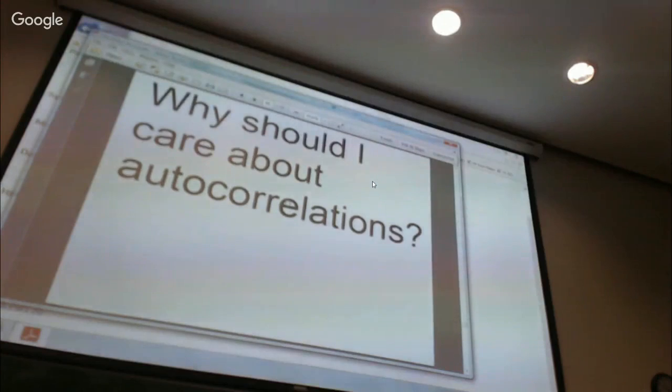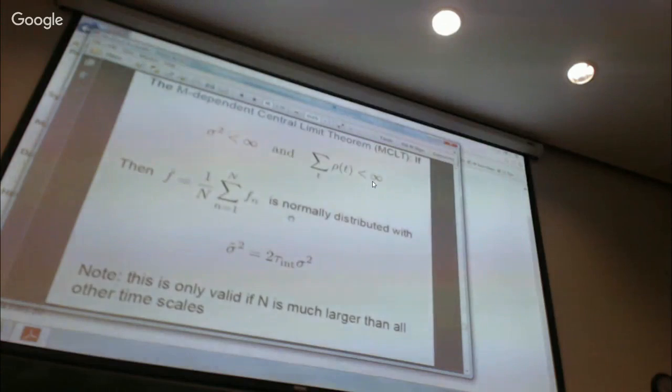Anyway, so why should I care about autocorrelations? Well, the answer is that they affect this thing that Andrei Markov set out to do, which was the M-dependent central limit theorem, to generalize the central limit theorem for Markov chains. Here's our M-dependent central limit theorem. In addition to the criteria that the variance of this particular random variable is finite, you also have to have that the sum over the autocorrelation function is finite. And then you get the familiar distribution of the sample mean.